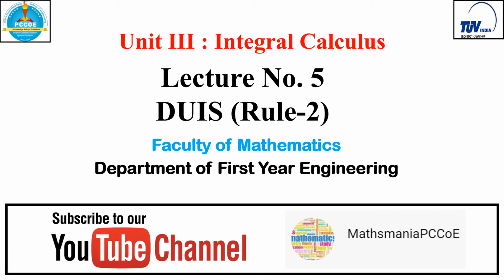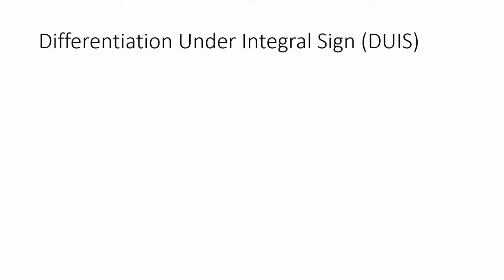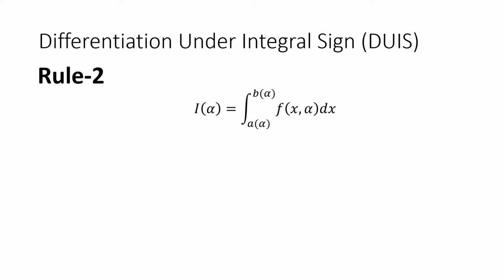Okay, so let's start with the next lecture, that is DUIS Rule 2. So Rule 2 is applicable if your integral is given of this type, that is I of alpha is equal to the integral from a of alpha to b of alpha of f of x, alpha dx.